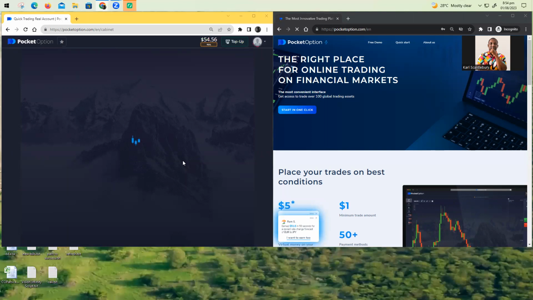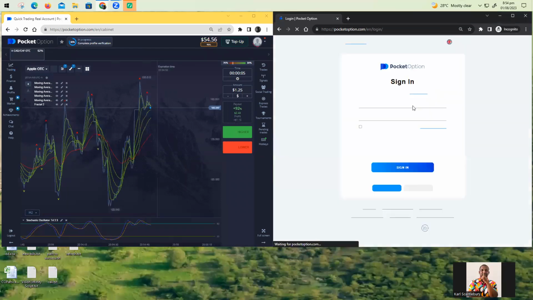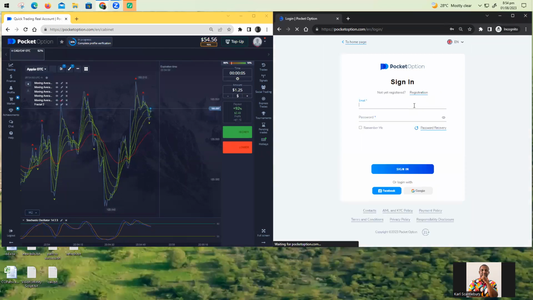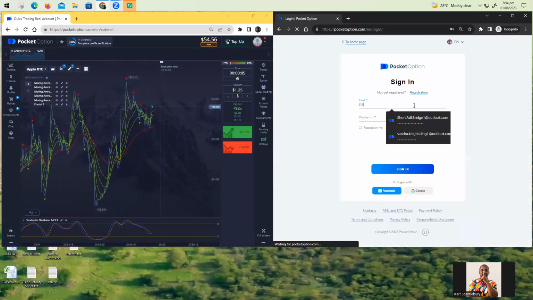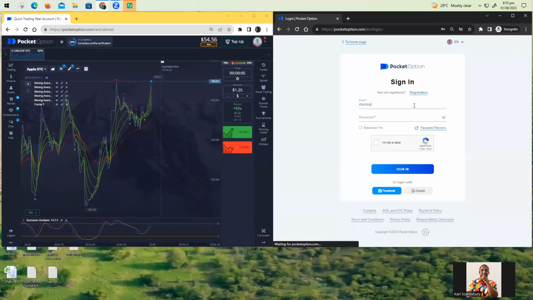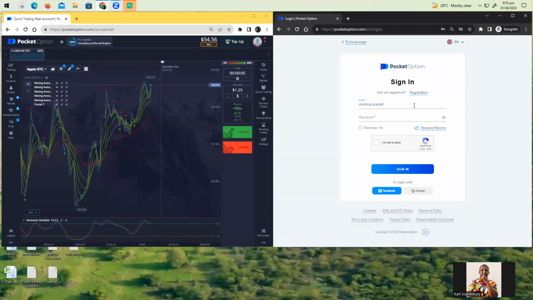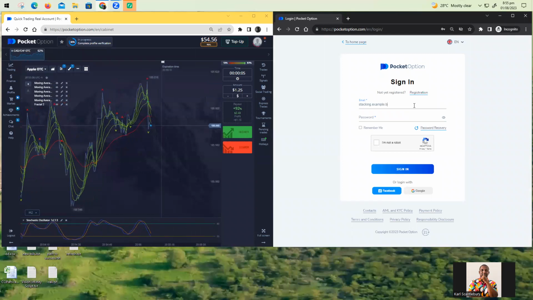Now, trading has in it a level of exposure. So on the left hand side here, you see $54.56, and I am going to log into another account to show you the comparison of the two. So what I'm doing, I'm actually looking into a test proxy account.